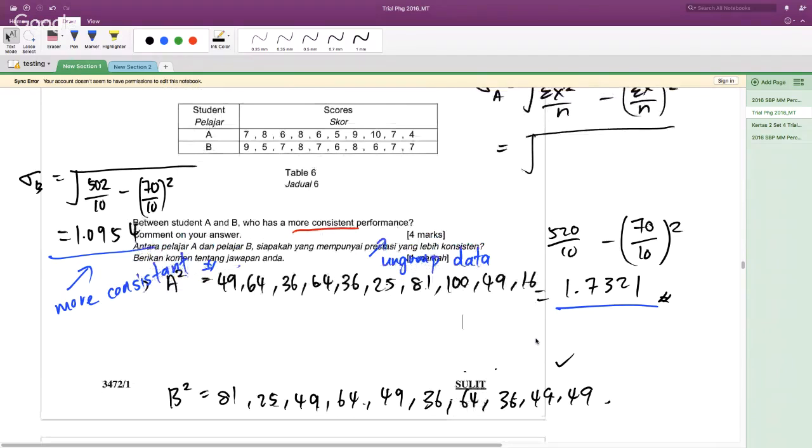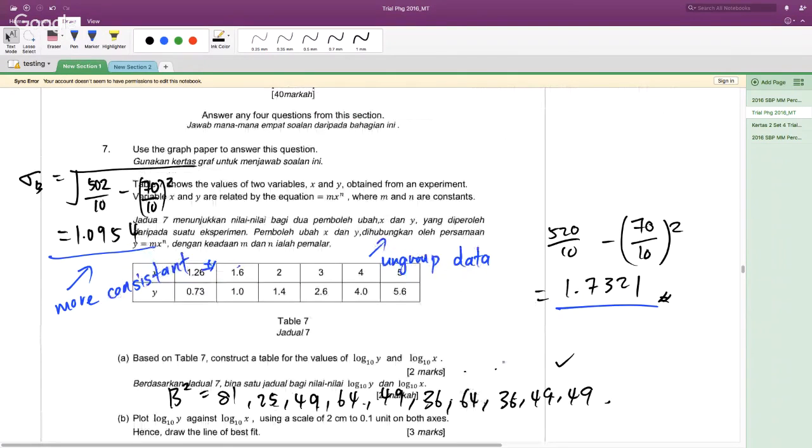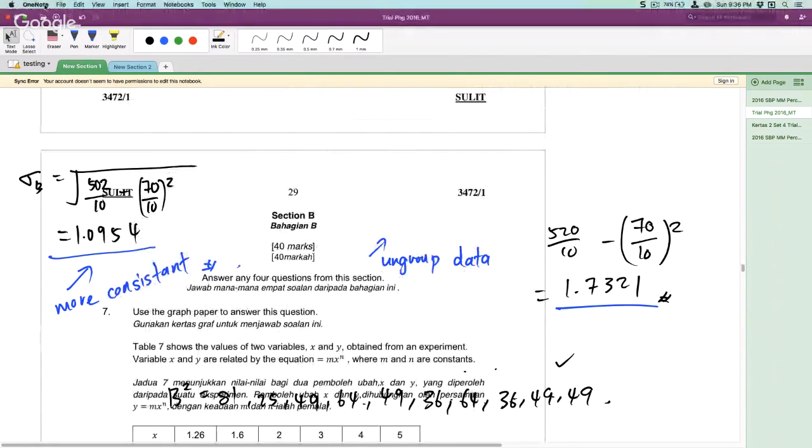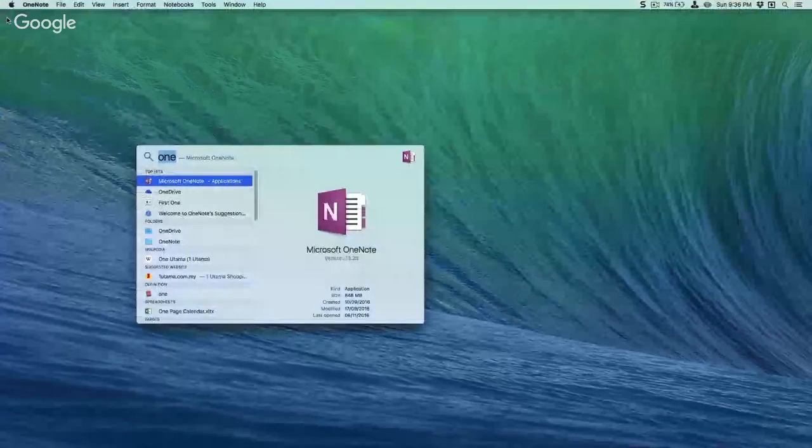Okay, it hung again. So we finished section A already. Now we go to section B. Is there anything you want to ask me so far?